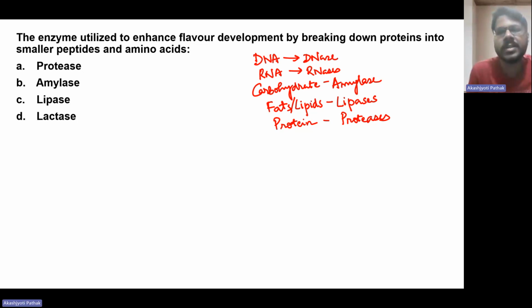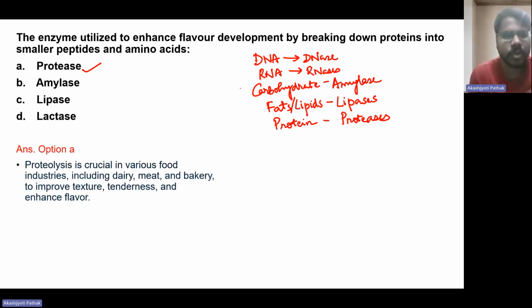Just by reading the second part of the question, breaking down proteins into smaller peptides and amino acids, you can answer this question. So the answer is protease, option A. Let's understand how these proteases are used to enhance flavor in the food industry.